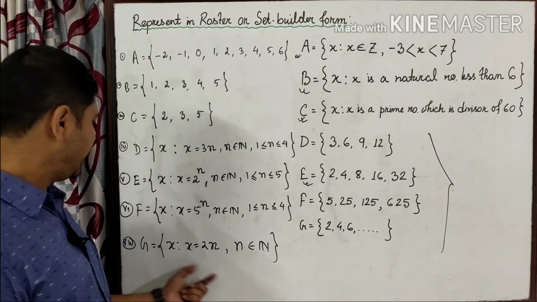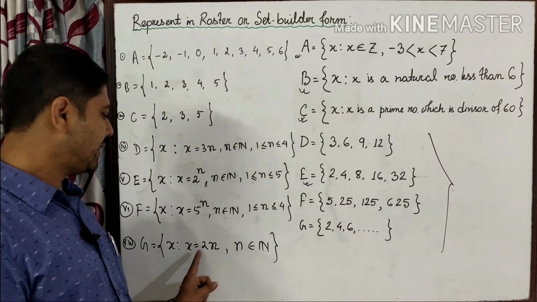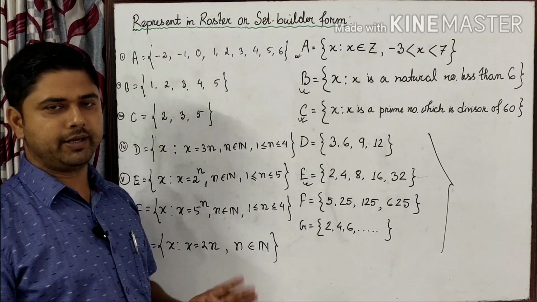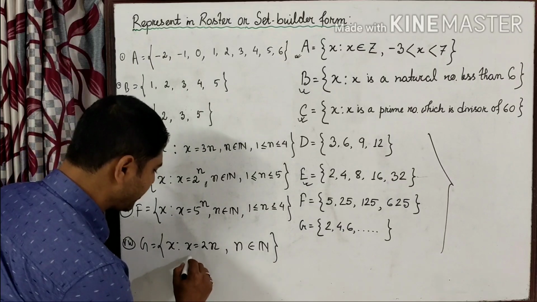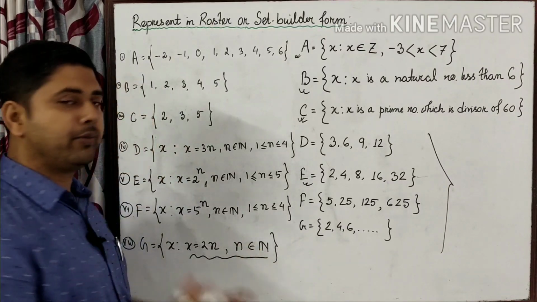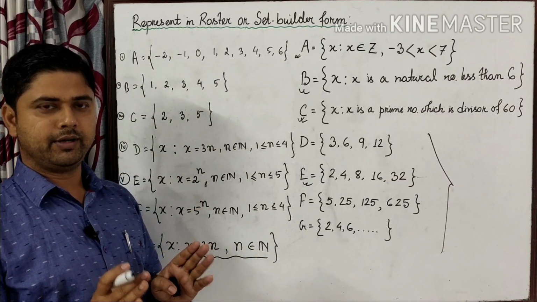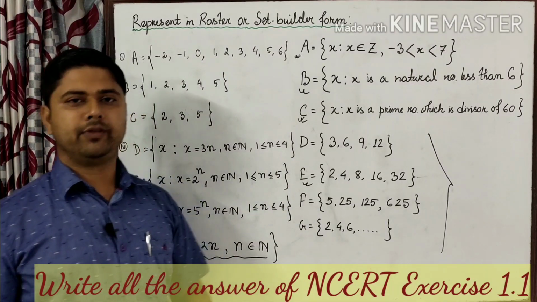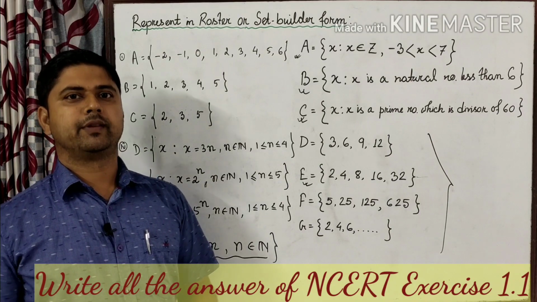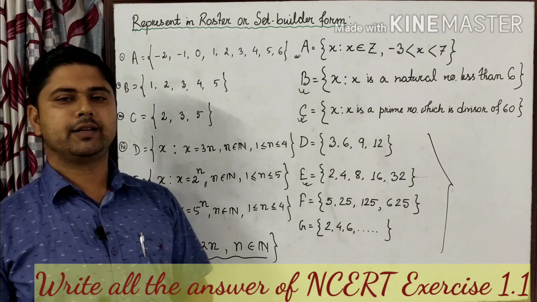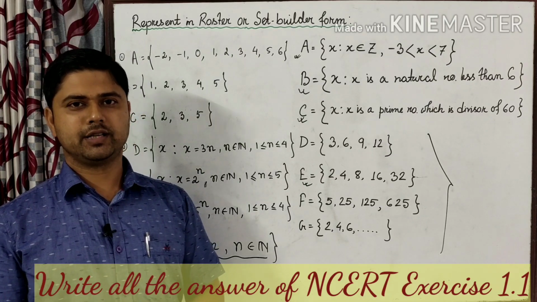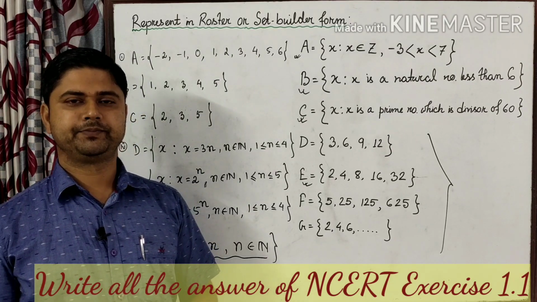Otherwise you can write in this way also: x such that x is an even natural number. Mainly the property should be properly defined in set builder form. Okay, I hope you have understood the representation of sets. There are two methods: one is what? Roster method, and another is what? Set builder method. Okay, thank you.